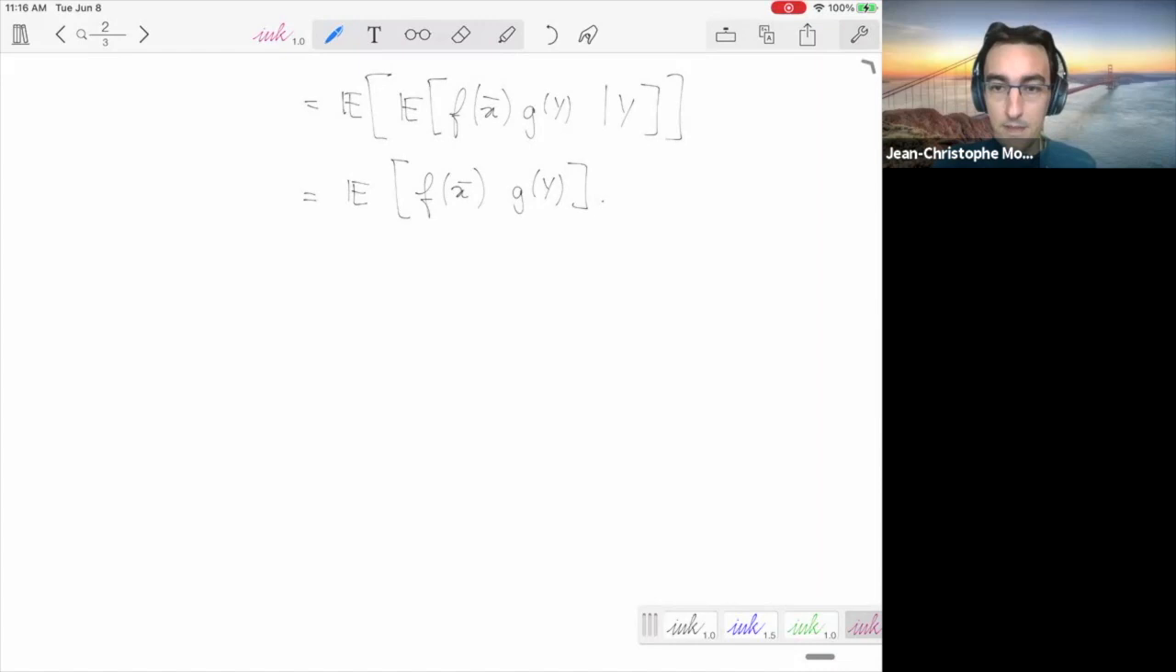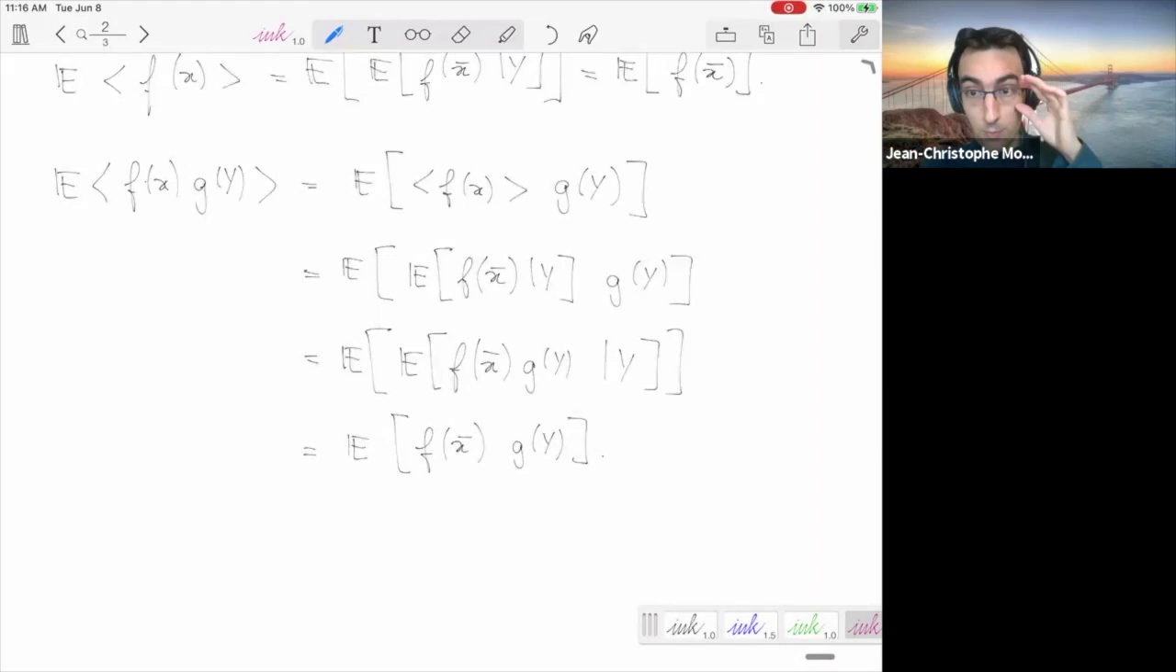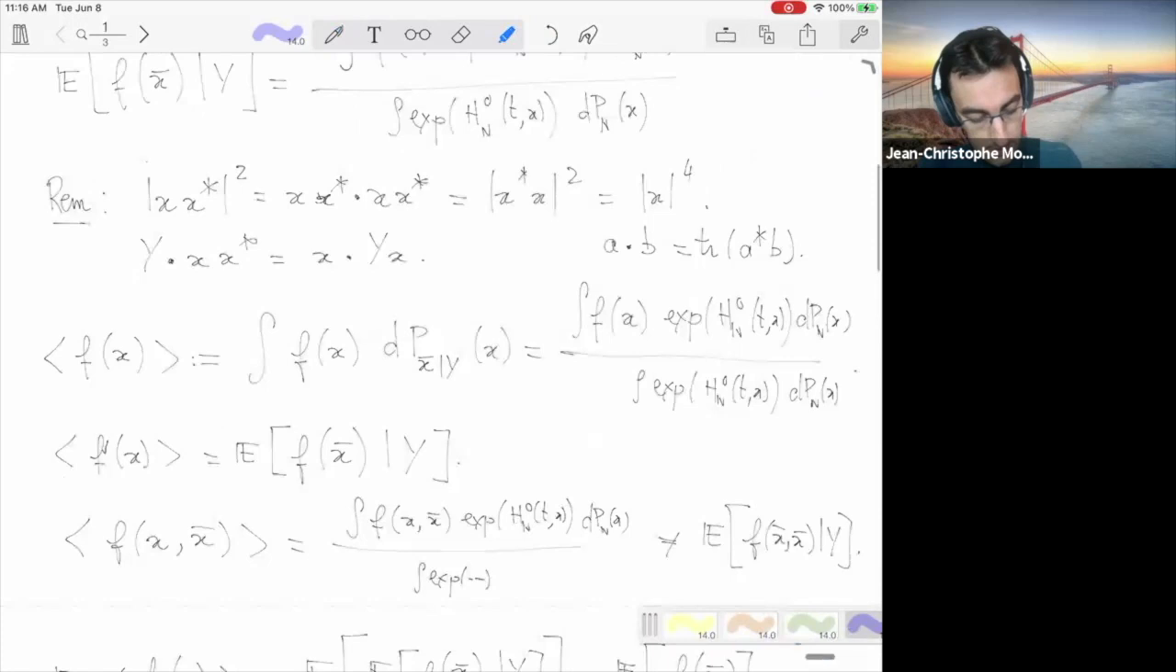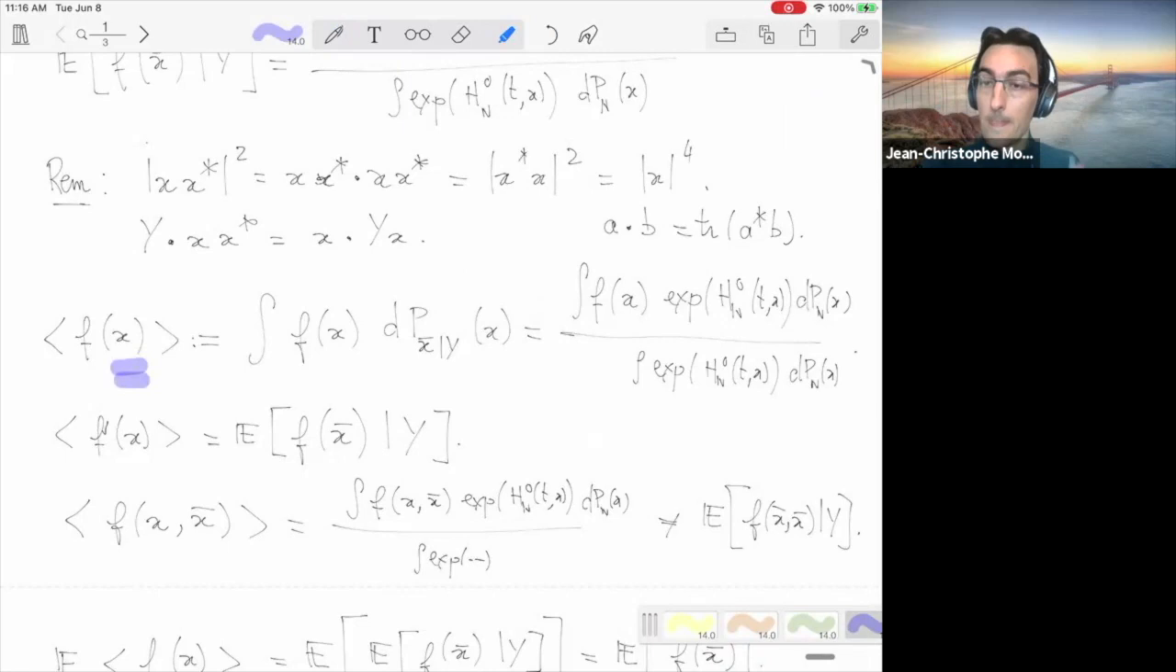Indeed, x and x bar are not the same quantity, just to reply to the question in the chat. X bar is this vector that we try to recover; this is in the definition of the problem. But the variable little x is the notation for a random variable distributed according to this conditional law I described. So it is not equal to x bar. Maybe the best way to think about it is that this bracket is shorthand notation for this long expression.